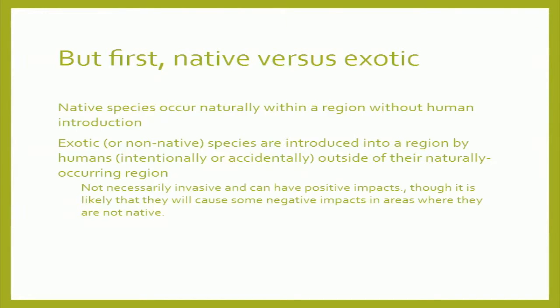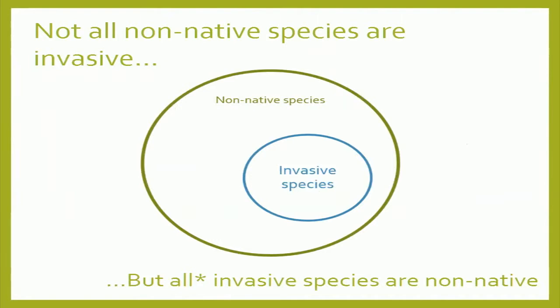First, we need to distinguish between native versus exotic species. Native species occur naturally within a region without human introduction. Exotic species, also called non-native species, are introduced into a region by humans outside a naturally occurring area. This introduction could be intentional or accidental. It's important to recognize that non-native species are not necessarily invasive. Non-native species could bring positive impact, but it's more likely there will be a negative impact to the introduced area.